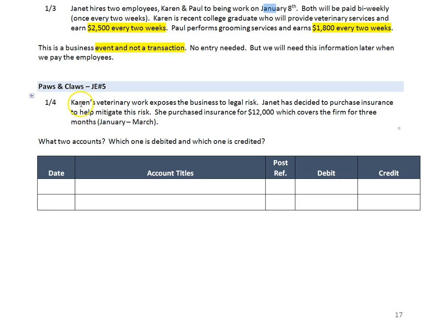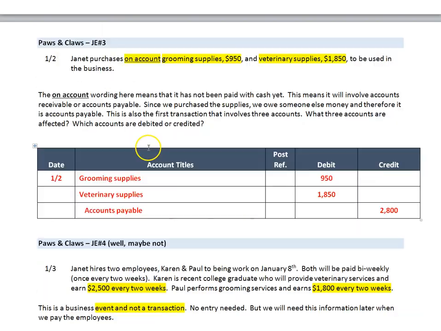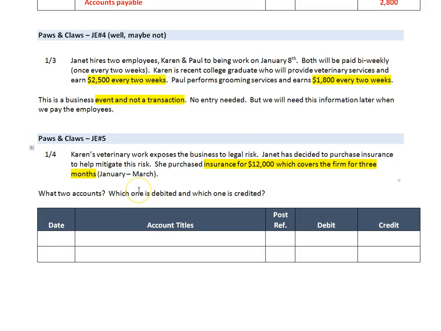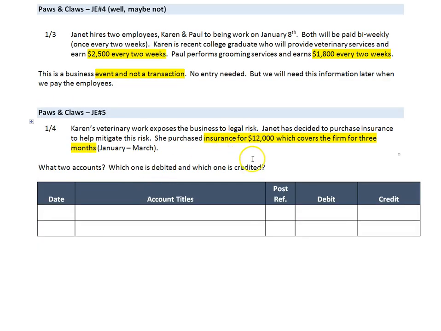Alright, journal entry number 5. Karen's veterinarian work exposes the business to legal risk. Because she can make a mistake on one of the animals, and then someone can sue them. Janet decides to purchase insurance to help mitigate this risk. She purchases insurance for $12,000, which covers the firm for 3 months. So we're going to see a very similar relationship as we did in the previous one where we had prepaid rent. This time it's insurance. It's going to become an expense eventually, but at this point it's not an expense. It's an asset because it gives us future value. It covers us from risk in the future.